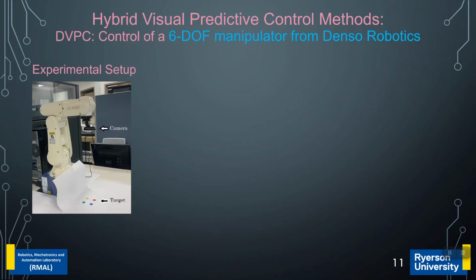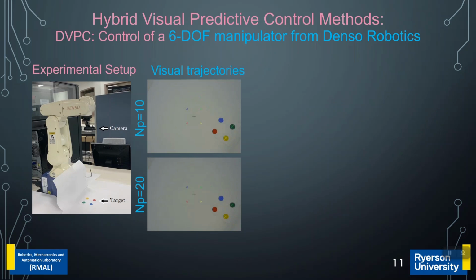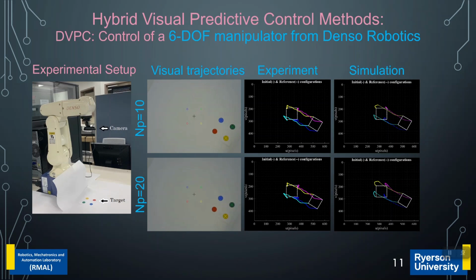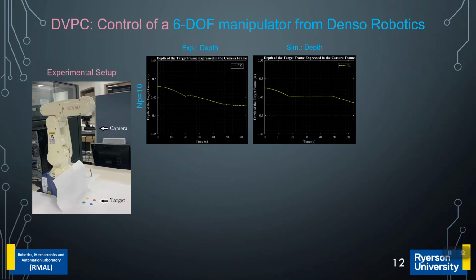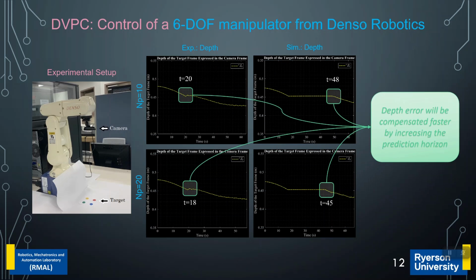The developed DVPC method has also been employed to control a 6-degree-of-freedom manipulator from Denso Robotics. As expected, by increasing the prediction horizon, the 2D visual trajectories became smoother. On the other hand, as can be seen in the following diagrams, the existing depth error is compensated faster by increasing the prediction horizon.